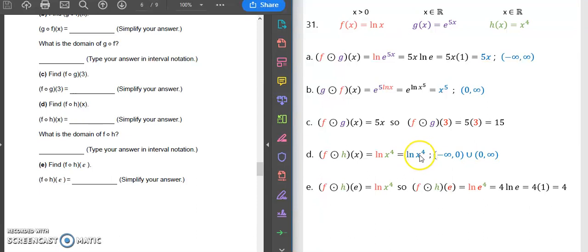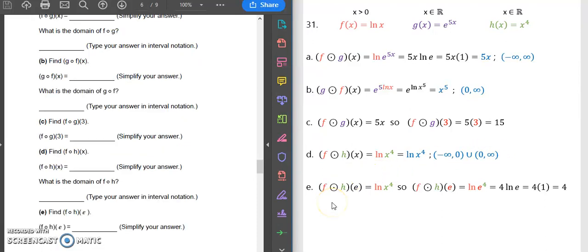So now for x to the 4th power, when we first plugged that in, that domain was all real numbers. However, remember now we can't have x being 0 here because we can't have ln of 0. So our domain restriction is going to exclude 0. So if we write that in interval notation, that will go from negative infinity to 0, union from 0 to positive infinity.